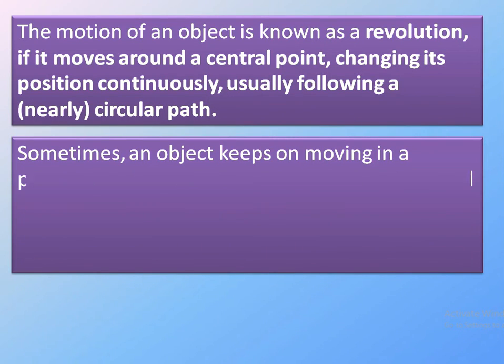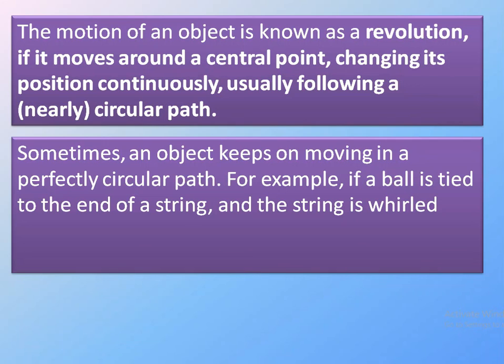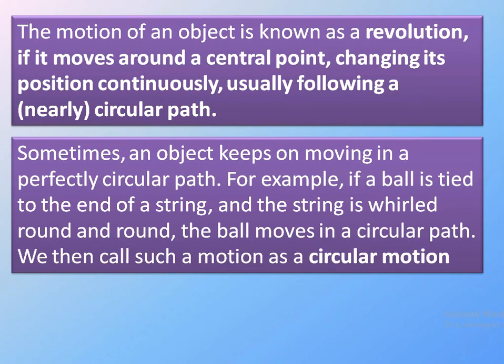Sometimes an object keeps on moving in a perfectly circular path. For example, if a ball is tied to the end of a string and the string is whirled round and round, the ball moves in a circular path. We then call such a motion a circular motion.